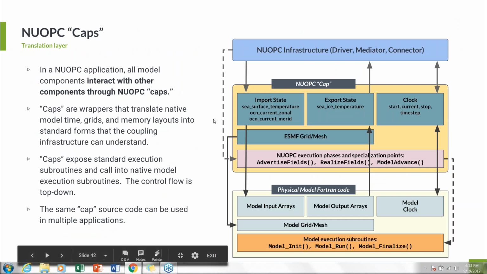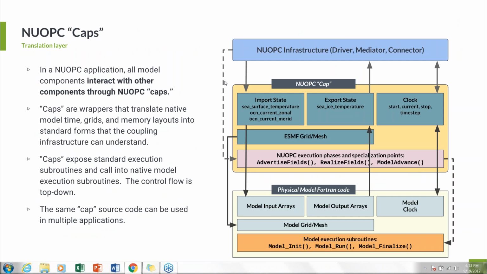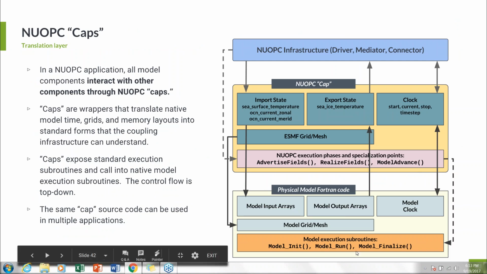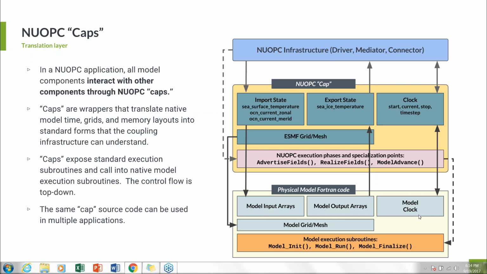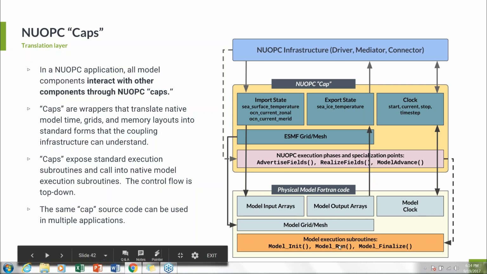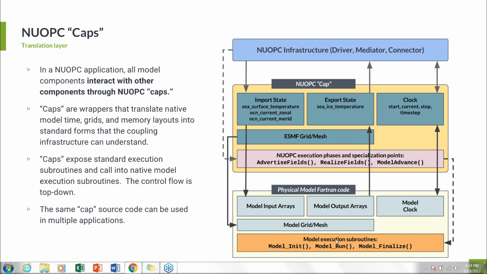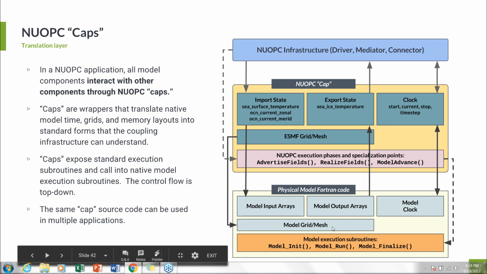This is a picture of what we call a NUOPC cap. So at the bottom, think about this as your physical model code. This is your Fortran code base. And you have written the code in certain ways. You've allocated memory in certain ways and certain distributions. You have some way of keeping track of model time. And you have some subroutines that do various initializations and execute the model. Everybody does that however they want, based on the model that they're working with.